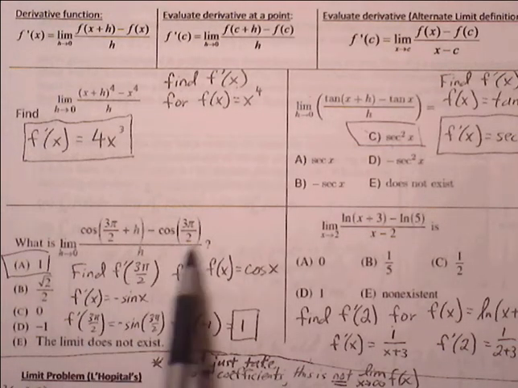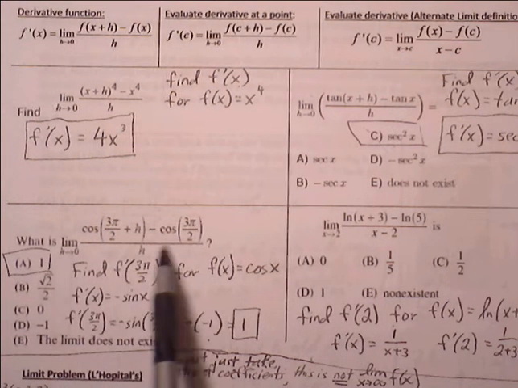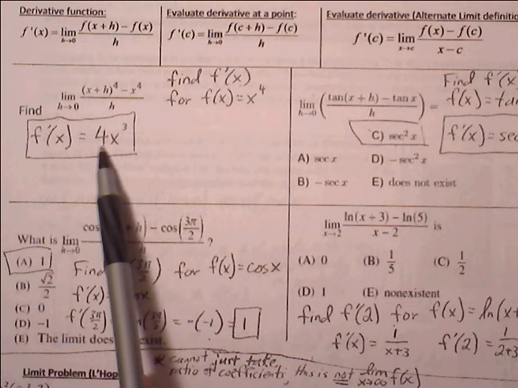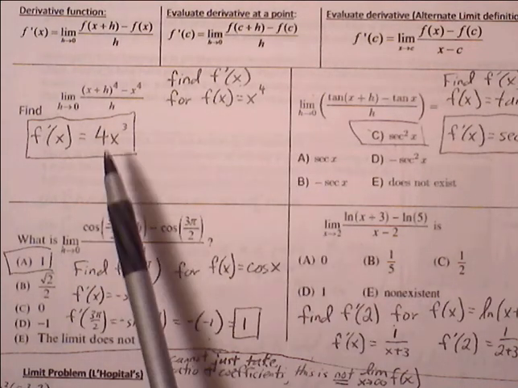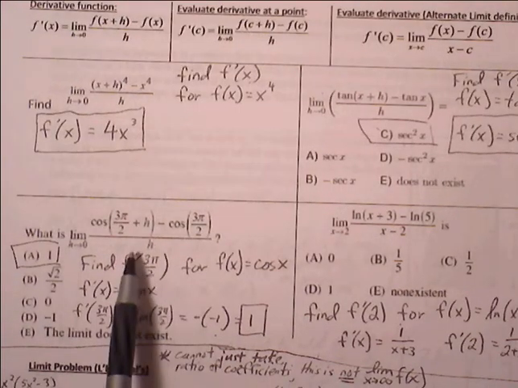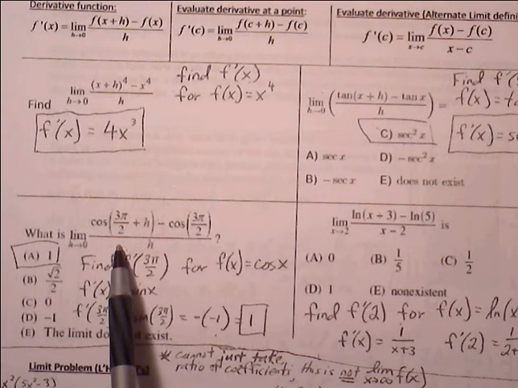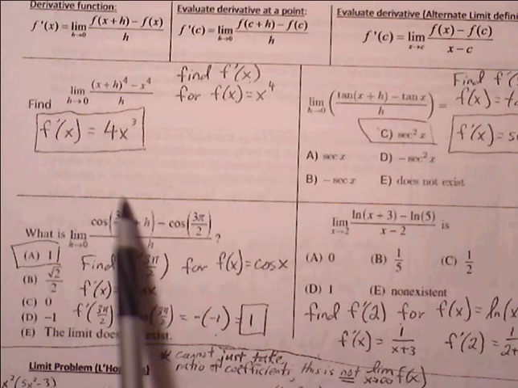So this is asking for information that is one step beyond what it's asking for here. This is not simply asking for the derivative of a function. This is asking for the derivative of a function at a point. Okay, so we have an additional step that we need to do in addition to finding the derivative. We need to evaluate that derivative at a particular point, and that particular point is 3 pi over 2.